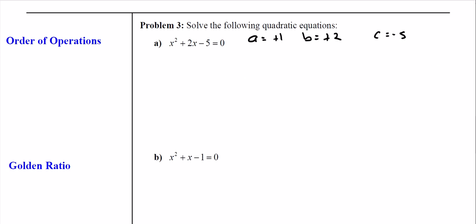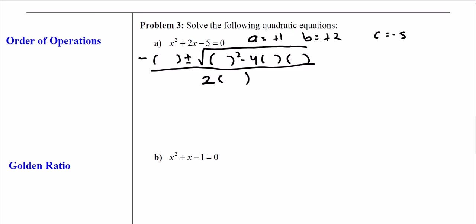We begin by identifying the coefficients a, b, and c. A is a positive 1, b is a positive 2, c is a negative 5. We set up the blank quadratic formula. We plug in the appropriate values. So b, a positive 2, goes in here. B goes in here as well. 4ac over 2a.